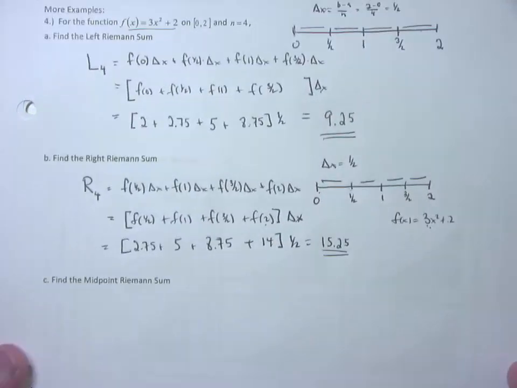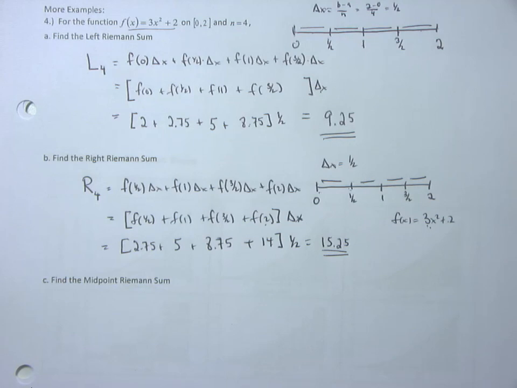In terms of over and underestimates, your left and your right Riemann sum will always give you over and underestimates. How do you know which one is which? Well, when you're calculating both of them, you don't actually have to draw the picture and see which one is under, which one is over. You can look at it by the numbers. The left Riemann sum of 9.25 compared to the right Riemann sum of 15.25, well, the 9.25 will be an underestimate because it's the smaller number, and the 15.25 will be an overestimate because it's a bigger number. I'm just looking at the size of the numbers of what I got.